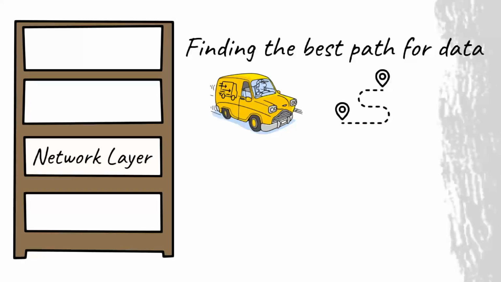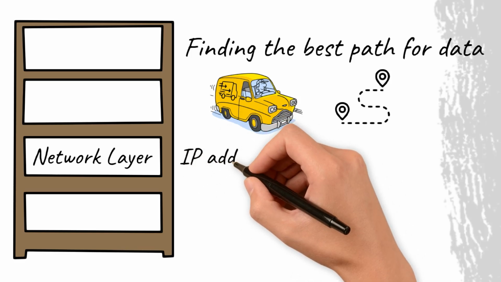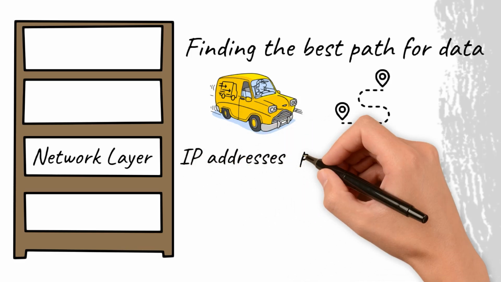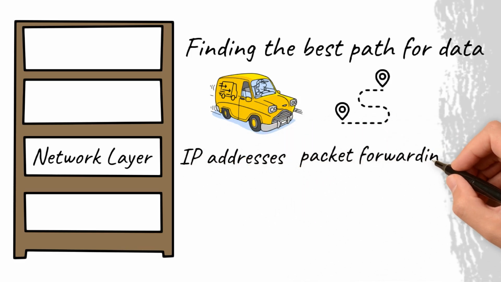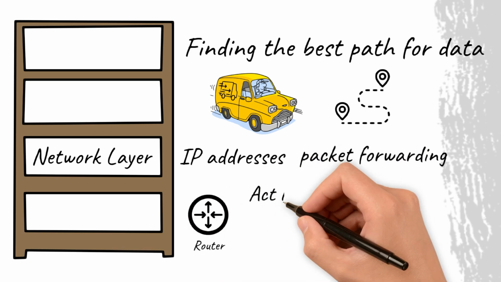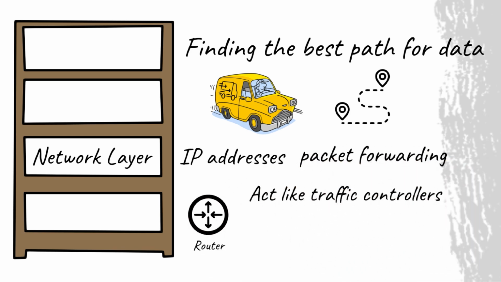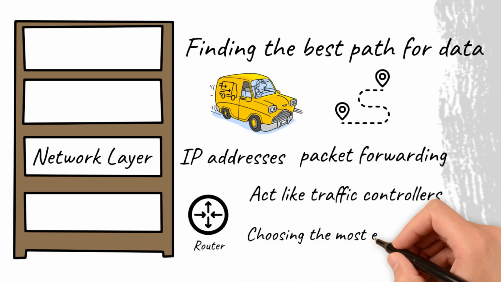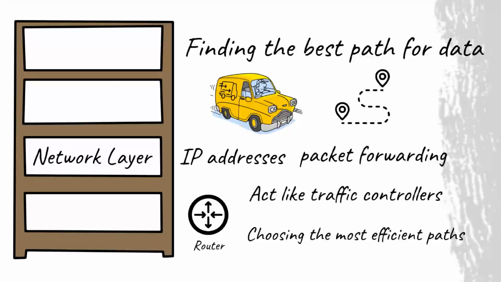Here, important rules and guidelines, such as IP addresses and packet forwarding, come into action. Routers act like traffic controllers, choosing the most efficient paths for your data packets, making sure everything reaches the right destination smoothly. Network engineers spend a lot of time working at this layer, ensuring data travels quickly and reliably through the network.